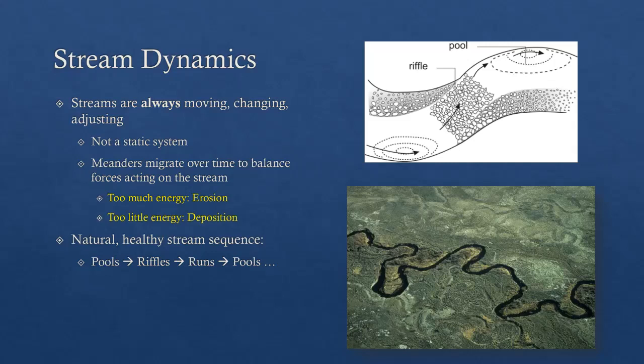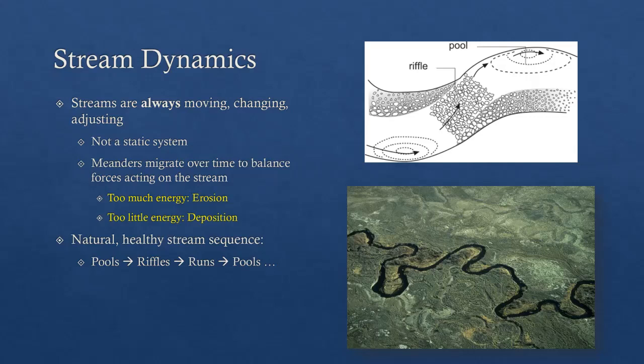So you have probably noticed that streams tend to form in a meandering shape, kind of like a snake throughout the landscape. And that is actually a result of a certain process, which is basically the balancing of erosion and deposition. So the stream is constantly eroding. Erosion is a natural process. It's required and needed for a healthy stream.